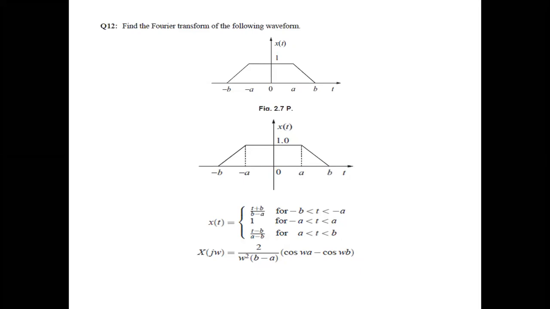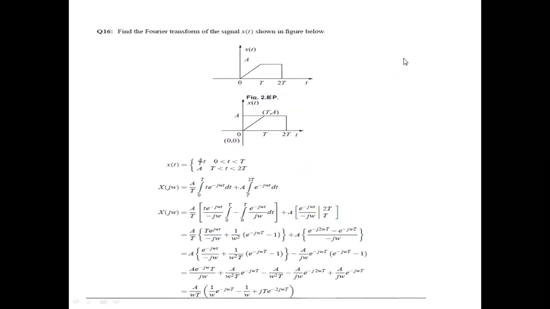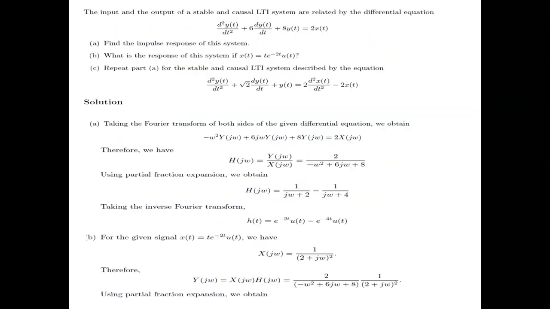Yesterday we got some ambiguity in the simplification. Now you can see, and all of you can take the screenshot and practice this one. You'll get the answer, 2 by omega square b minus a, cos omega a minus cos omega b. Following, my dear students. And coming to the, already we've seen these two examples and this example also.